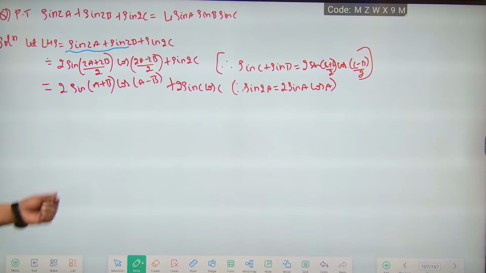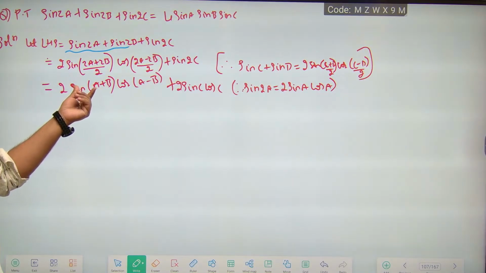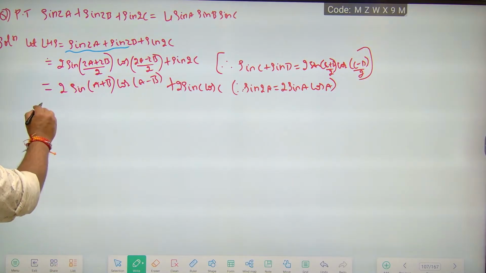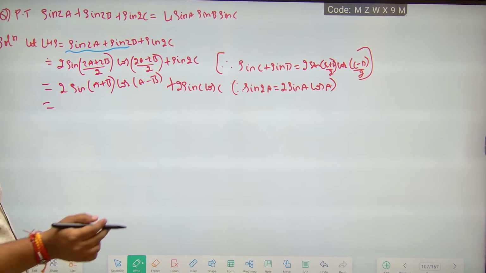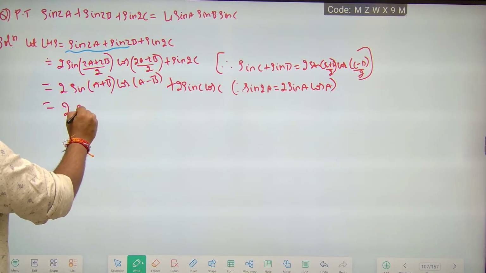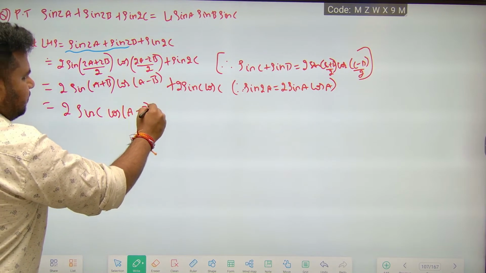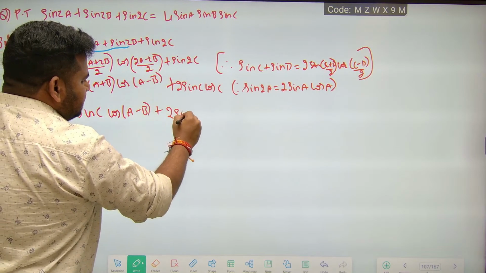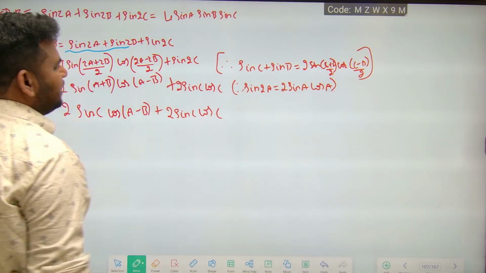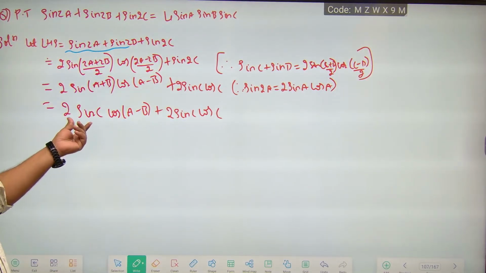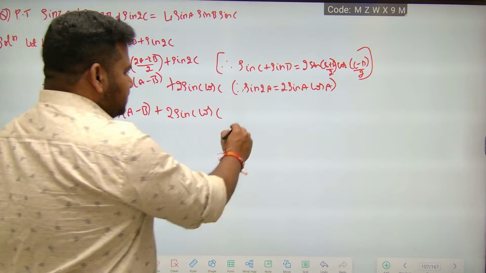Now, A plus B. Instead of A plus B, what can I write? I can write it as 2 sin C into cos of A minus B, plus 2 sin C into cos C. Why can I write it? Because sin C, how can I write it?